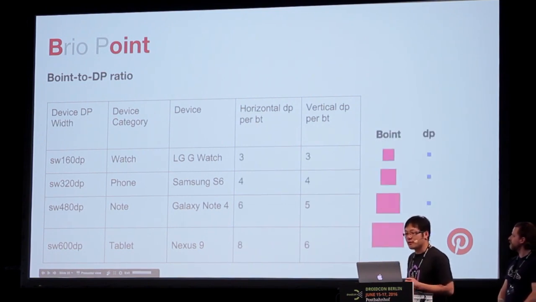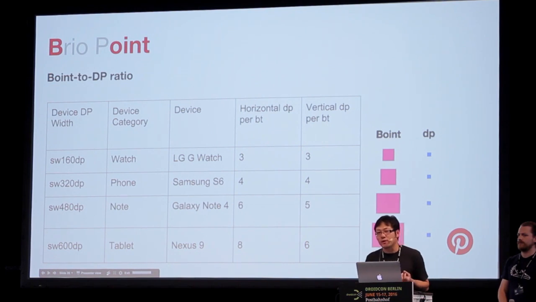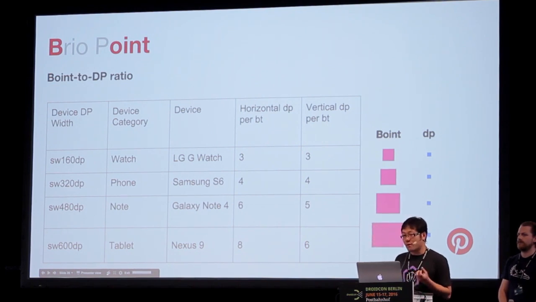In the last two columns, as the device window size increases, so does the number of DPs in a Braille point. We distinguish between horizontal and vertical because objects start to look too far apart vertically while the screen gets bigger.